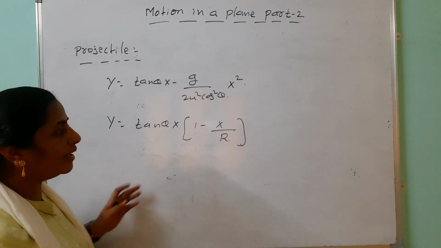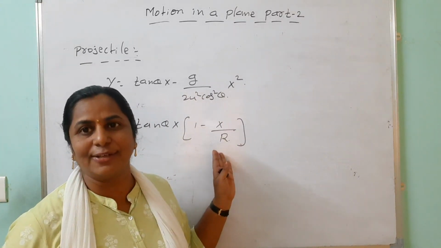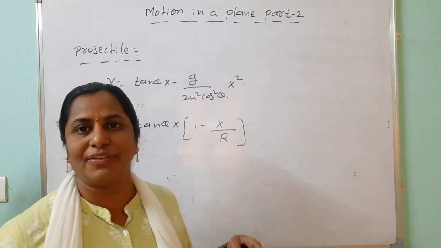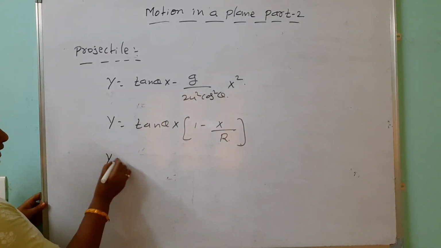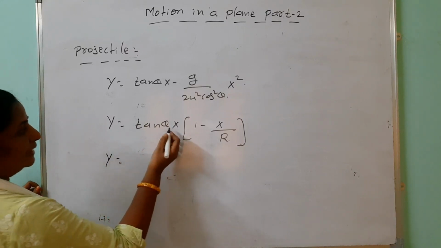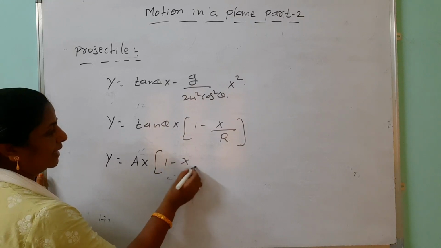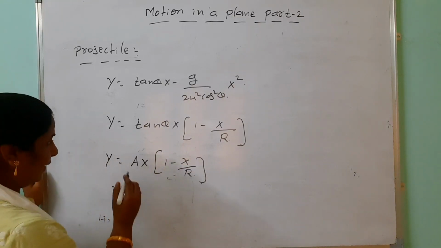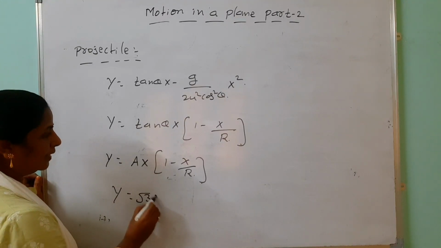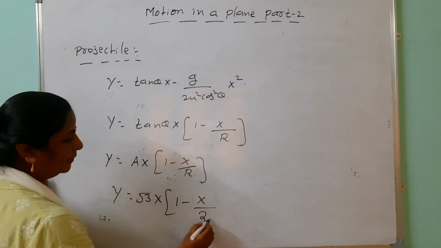R, what is the formula? u square sin 2 theta by g. That expression you get as the denominator here. If you want to do the simplification, you can do it here. So what is the use of this? Sometimes, y equals, as you already know, tan theta x into 1 minus x by R. Suppose the given expression is root 3 x into 1 minus x by 20.